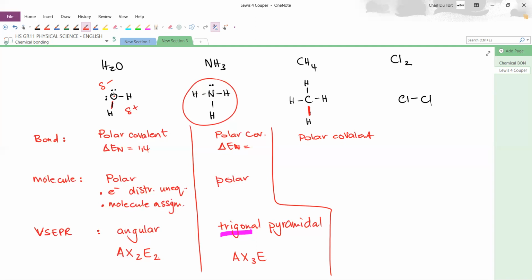So it's polar. Is the molecule polar? Look at that whole molecule. Is it polar or non-polar? It is non-polar. Why? Because the electrons are equally distributed over the whole molecule, no? And the molecule is symmetric, or symmetrical in shape.